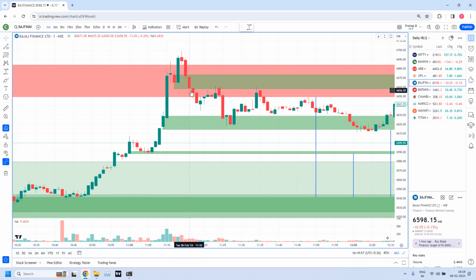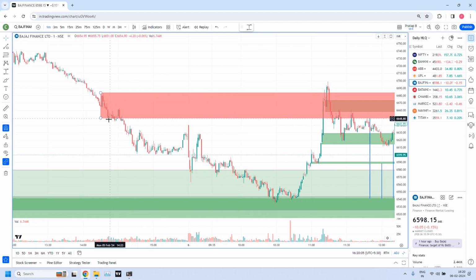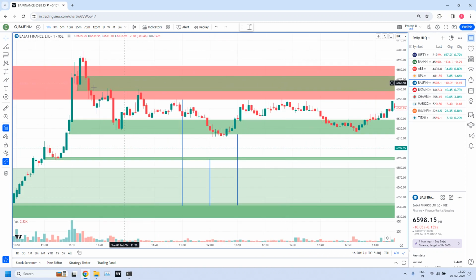The moment this 1 minute demand zone is violated, we need to exit. Maybe we got a little extra profit. Actually, you would have exited here, somewhere at 6649 rupees. Instead of that, where did we exit now? The low of this candle, 6658. Maybe 10 more rupees extra profit we got.